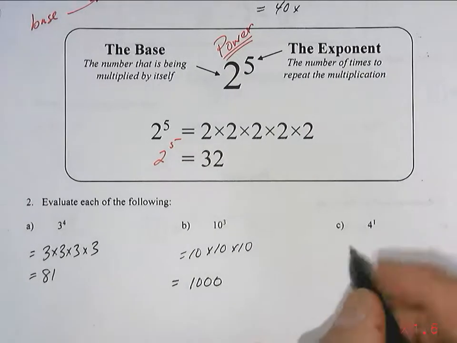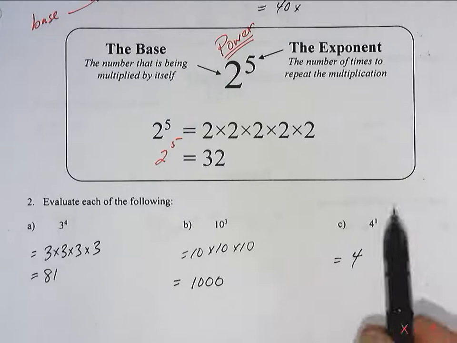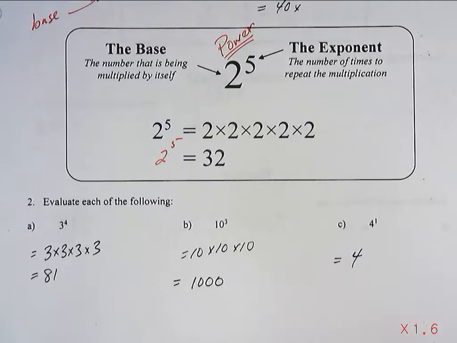And 4 to the 1 means simply 4, because it means write the base once. And there it is. Cool? Looking to my studio audience. They seem okay with it. So we'll pause the video there for a moment.